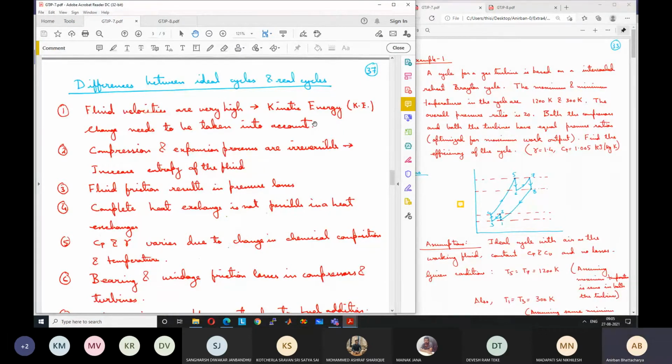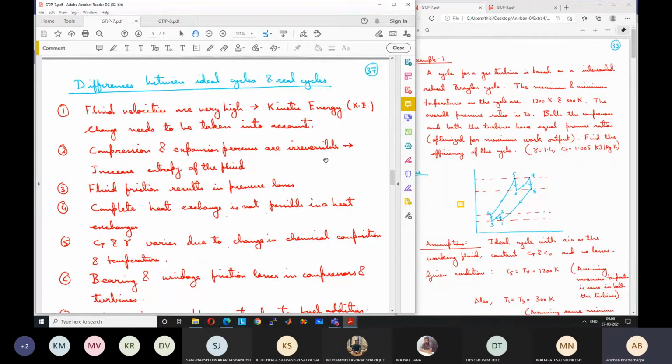But in real life, there are a lot of differences which need to be accounted for, because the calculation of work output and efficiency leads to very significantly different values when we consider these differences. Say instead of 65%, maybe we will get an efficiency of only 35%, because if we consider all these changes, there are different losses that will lead to much lower work output, much larger compressor work input, then pressure losses in the combustion chamber.